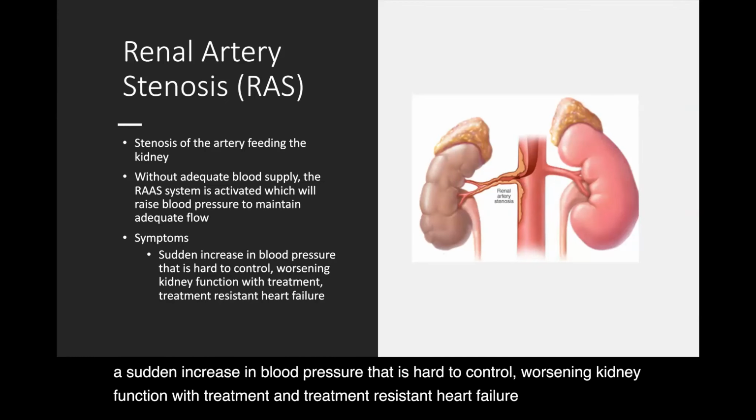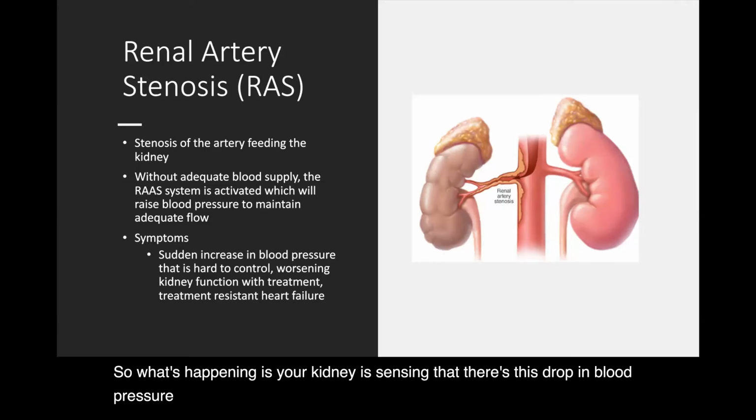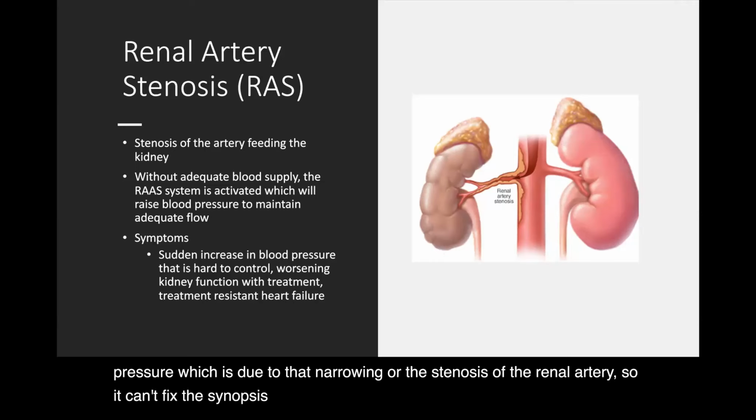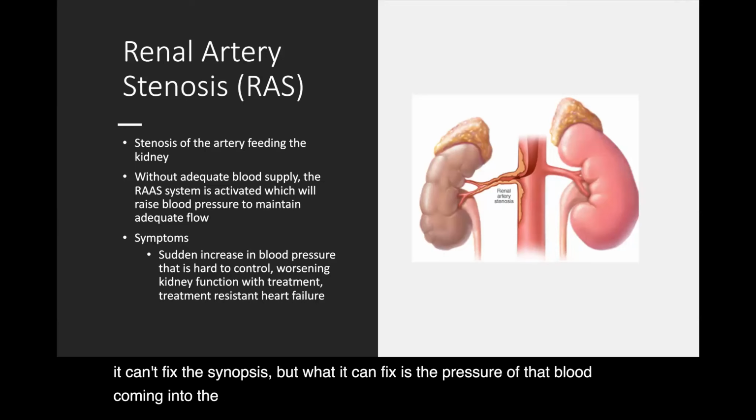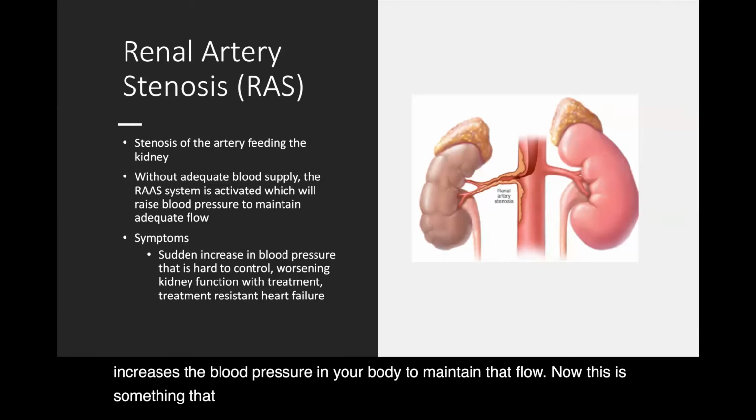So what's happening is, your kidney is sensing that there's this drop in blood pressure, which is due to the narrowing or the stenosis of the renal artery. It can't fix the stenosis, but what it can fix is the pressure of the blood coming into the glomerulus. It activates that system and increases the blood pressure in your body to maintain that flow. Now, this is a quick fix, but it's not something that your body can maintain over time.